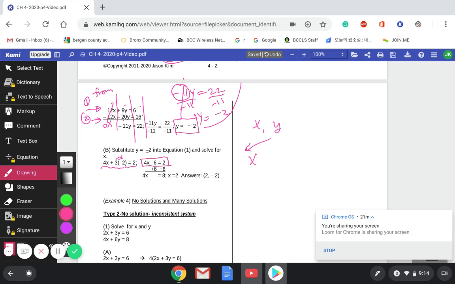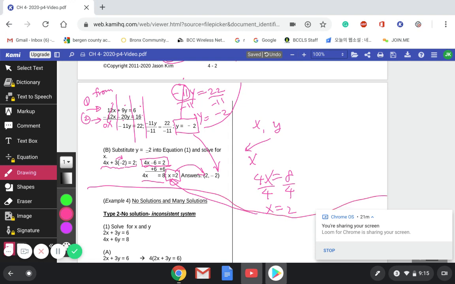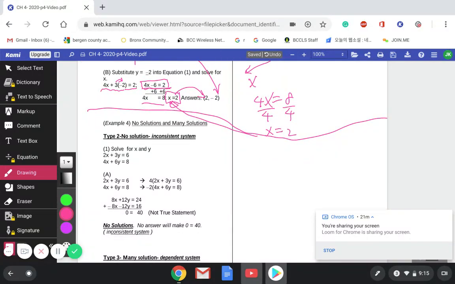So to solve 4x minus 6 equals 2, you move negative 6 to the other side by adding 6 to both sides. So you end up with 4x equals 8. And when you have 4x equals 8, how do you solve for x? Divide both sides by 4, so x becomes 2. And now you have the x value, so x is 2, y is negative 2. Okay, so that is an example when you have a consistent type of question.